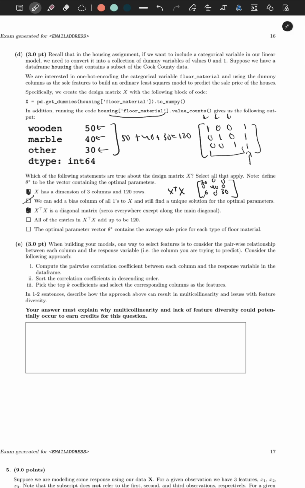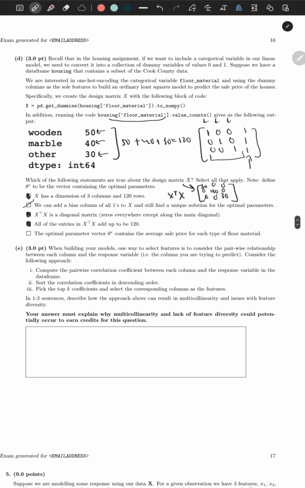Then for the fourth option, all of the entries in X transpose X add up to be 120. This is also true. If we just look at X transpose X and we add everything up, we can see that we're just adding up 50, 40, and 30, which is 120. Then for the fifth option, the optimal parameter vector theta contains the average sale price for each type of floor material. So this is also true.